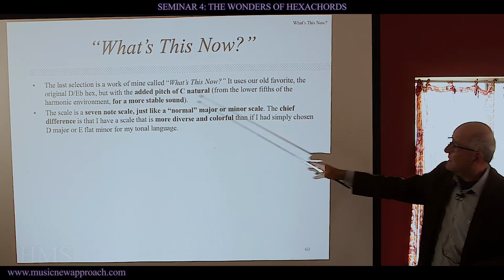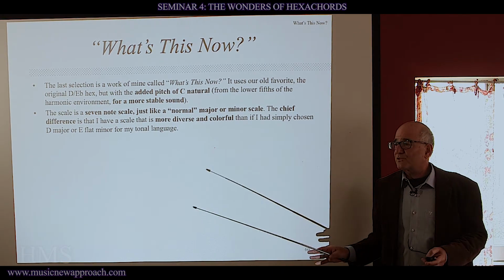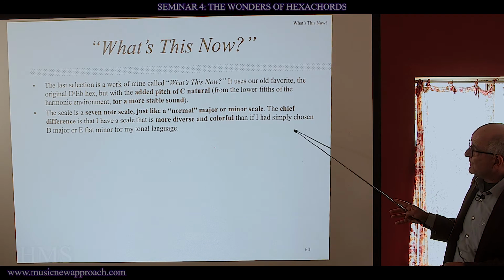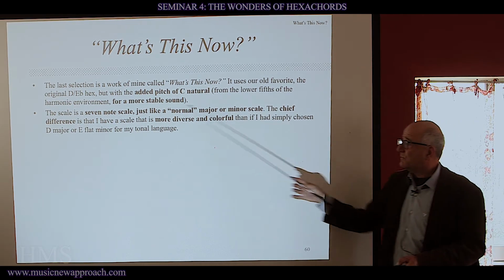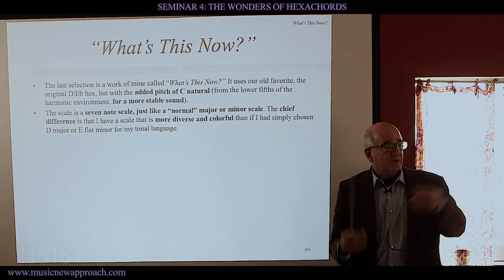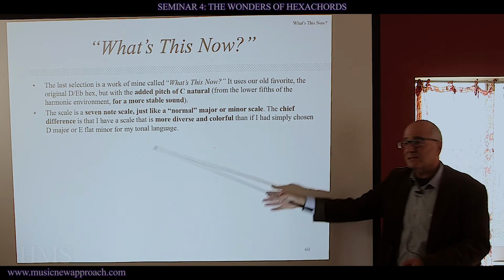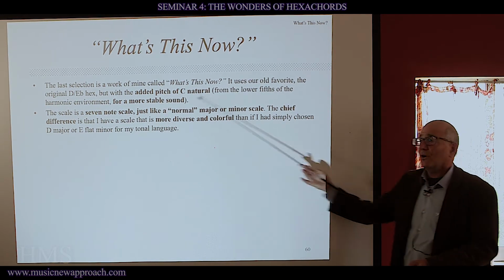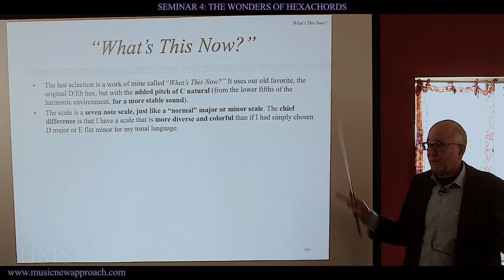So now my scale is a seven-note scale, just like a normal major or minor scale. The chief difference is I have a scale that's more diverse and colorful than if I had simply chosen D major or E flat major. I know the scale, I've analyzed the scale, I know what chords are in the scale. I haven't done my chords with C natural, but I could do that too, right?